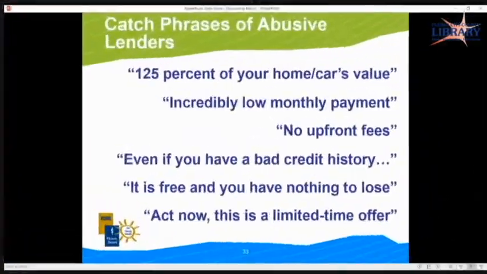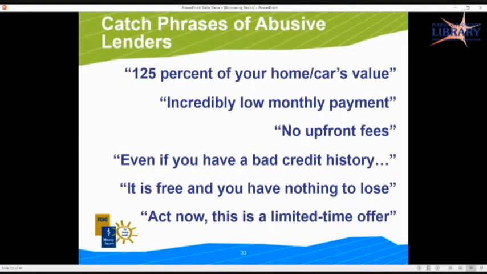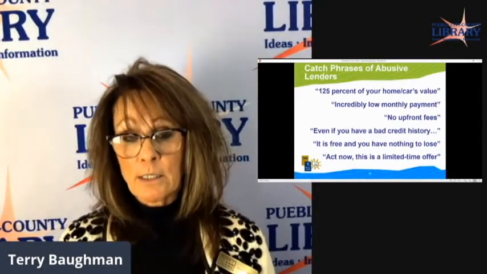Another catchphrase that you need to pay attention to: how about no upfront fees? So there might not be any upfront fees, but what does the interest rate look like? And make sure you know what you're really borrowing, and what it is going to cost over the life of the loan.